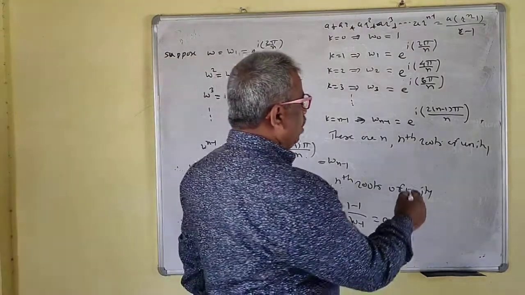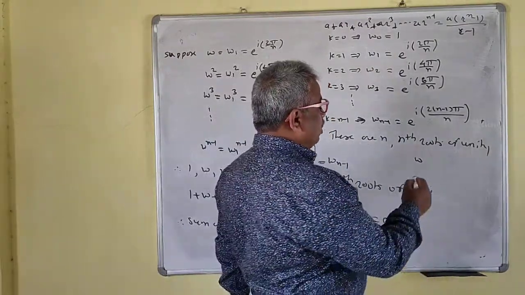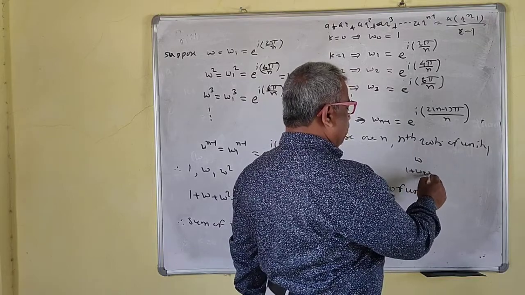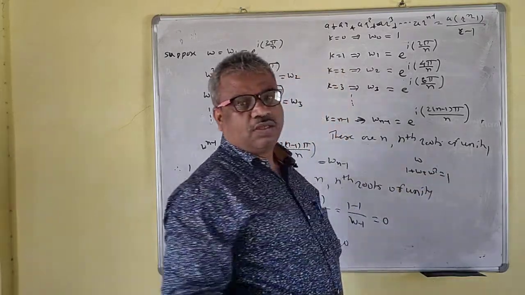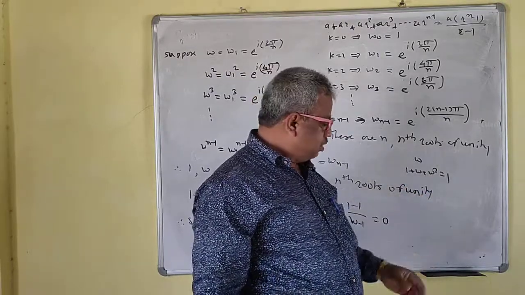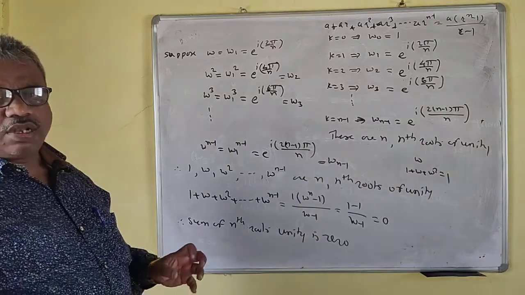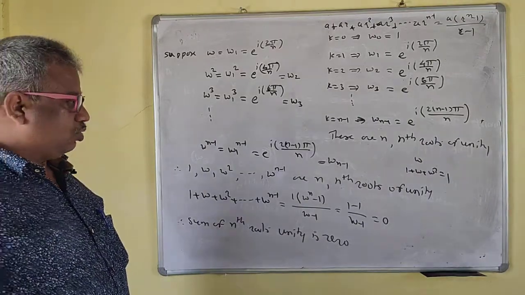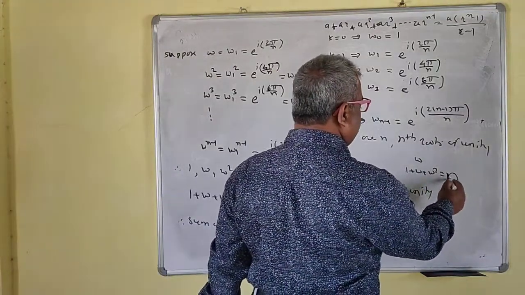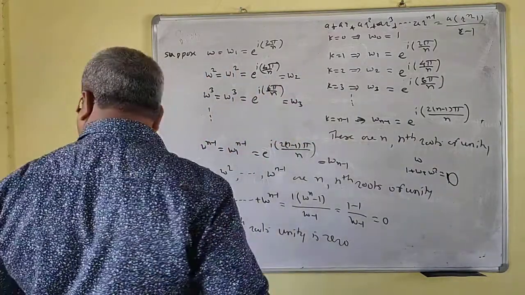That means, if omega is a cube root of unity, then 1 plus omega plus omega square is 0. You have applied this in matrices in the last year, in the 12th standard. The sum of the cube roots of unity is 0. This is not 1, this is 0. The sum of the cube roots of unity is 0. Okay, so I hope that you understand this one.